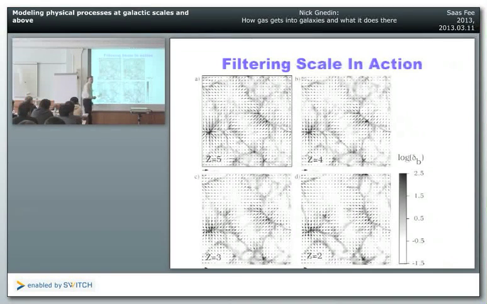Sorry to interrupt. Which of the scale blocks? I think this is something like 10 megaparsecs. So we see maybe even 5. I forgot actually. Sorry.